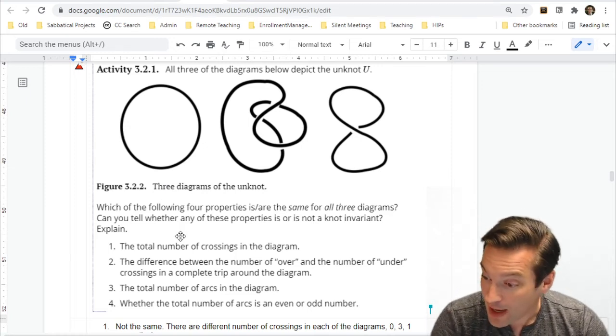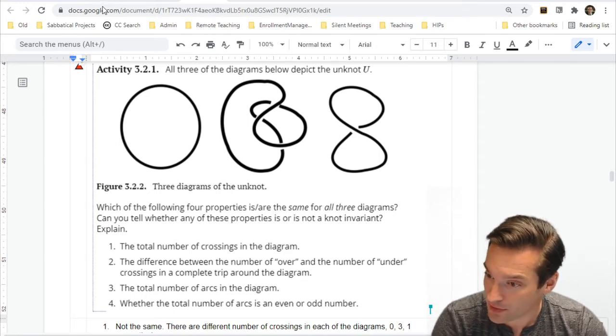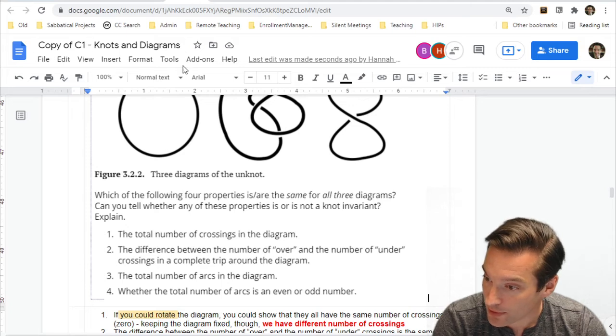Property 3, on the other hand, the total number of arcs in the diagram, that one we can rule out. I just realized that I'm scrolling and you can't see what I'm scrolling here.